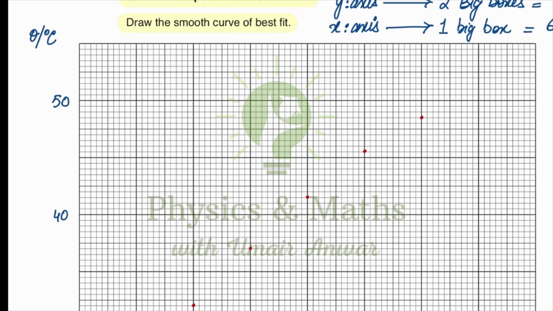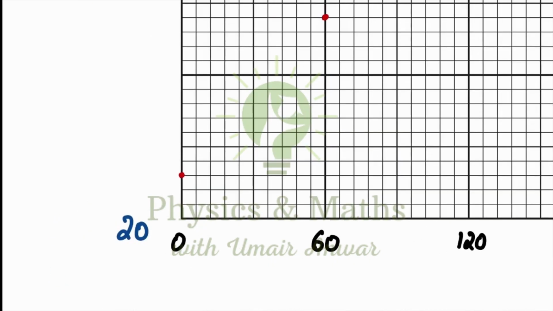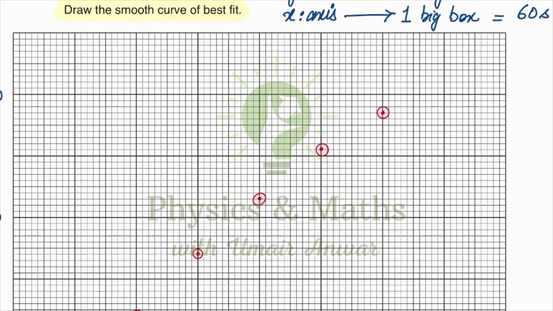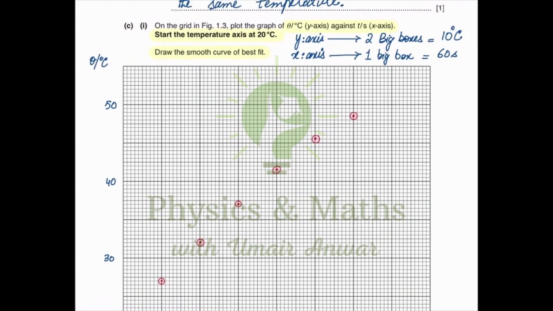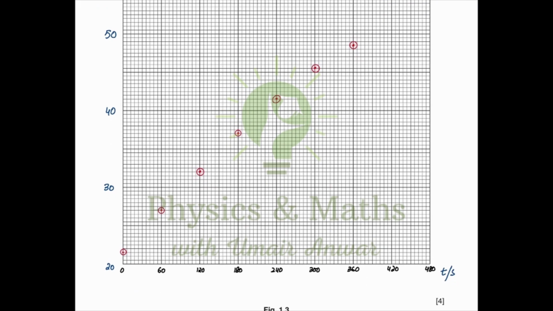So I've plotted all the points, and now I'm going to make small circles around the points. Now, the third thing is done. First, we name the axis. Secondly, we decided the scale that we are going to use. And the last thing that we are going to do here is to make a smooth curve of best fit.